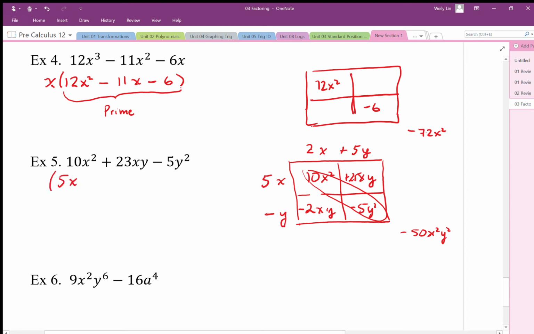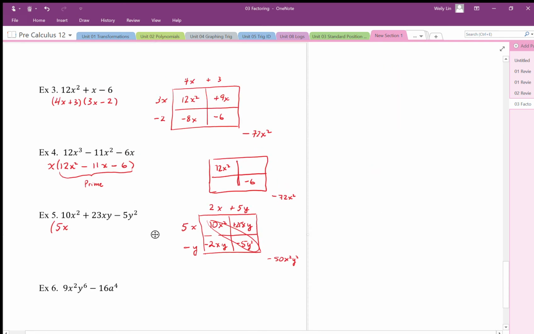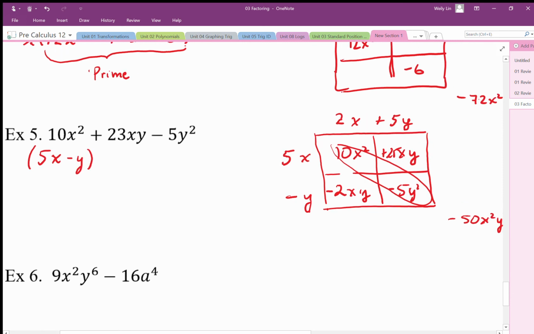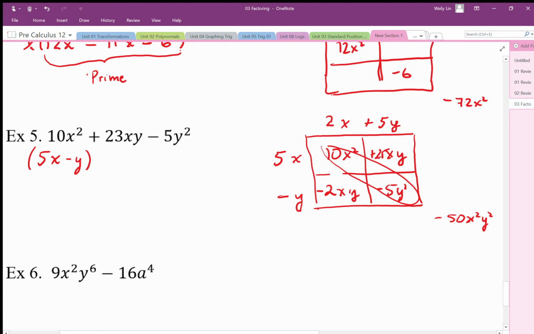5x minus y, minus y. Okay, and then 2x plus 5y. Okay, and if I multiply this together, the variables are going to match, and my coefficients are going to match as well.